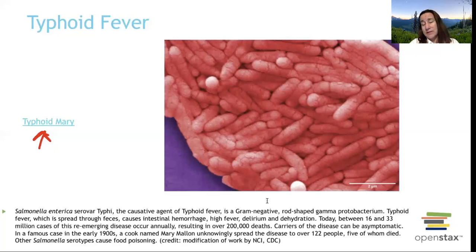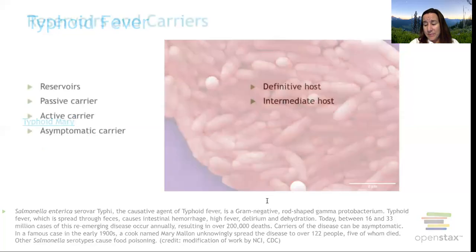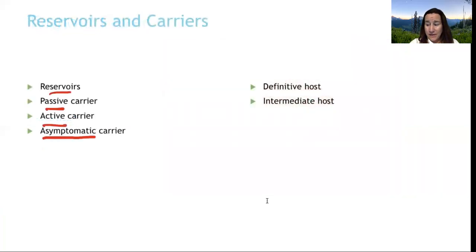And it is notorious, Typhoid Mary, for being an asymptomatic carrier that spread disease everywhere she went, unknowingly. So she was a prime example of an asymptomatic carrier. She wasn't showing signs, but she definitely had it and was spreading it.